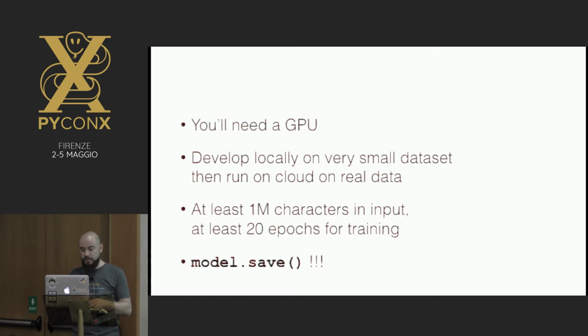So what I do typically, I develop locally with a tiny data set just to make sure that the pipeline, the wiring, is correct, it works end-to-end, and then I push it on the cloud. In terms of data, you will need at least 1 million characters. That's the total size of the data set. The Shakespeare data set is roughly 4 million characters. And typically, people agree that you need to let it be for at least 20 epochs before you see something interesting. And remember to save your model. I told you twice, so now you know what happened.